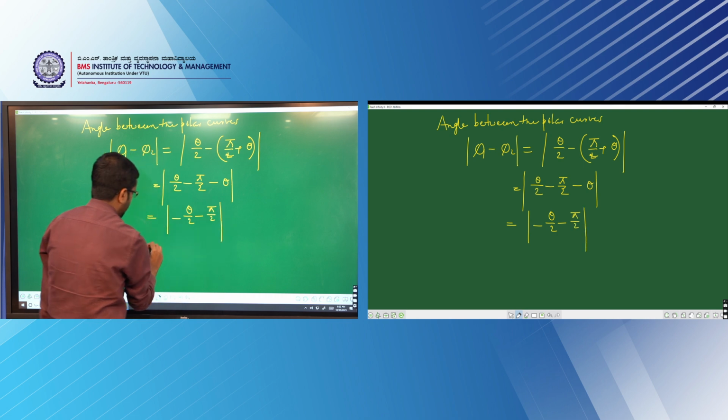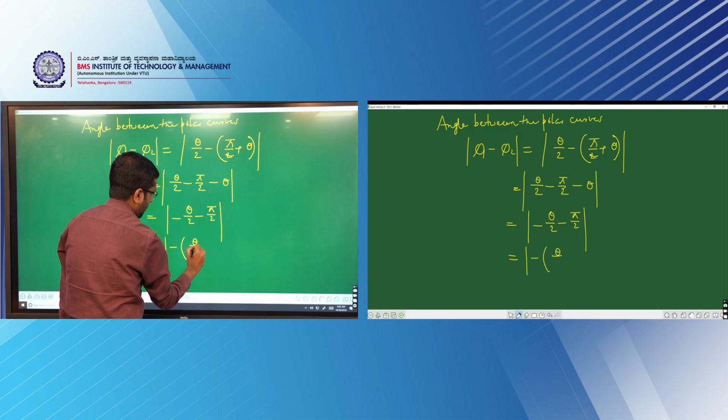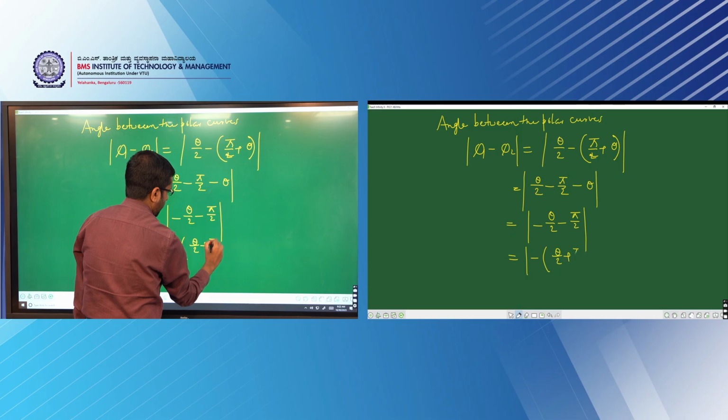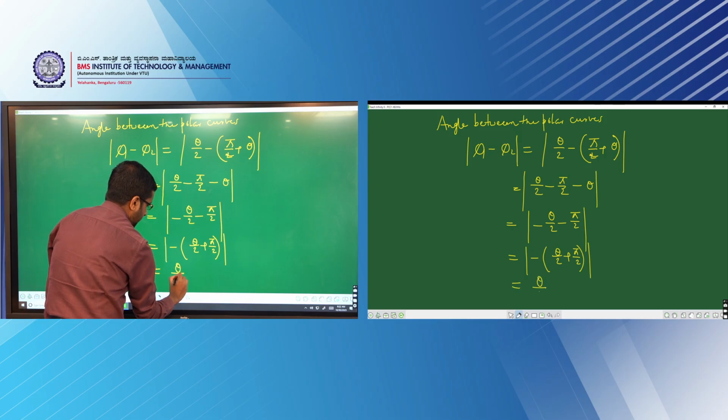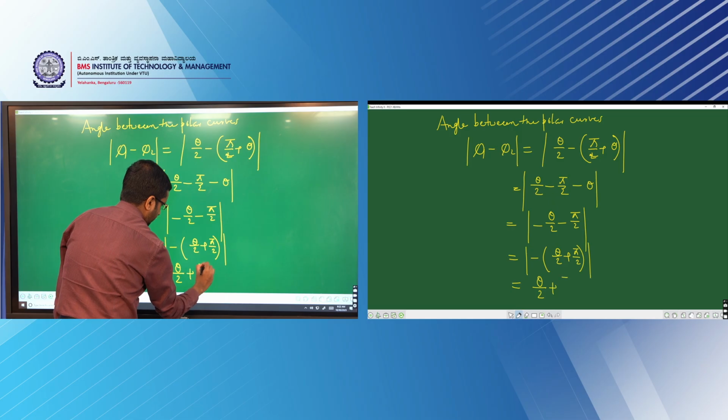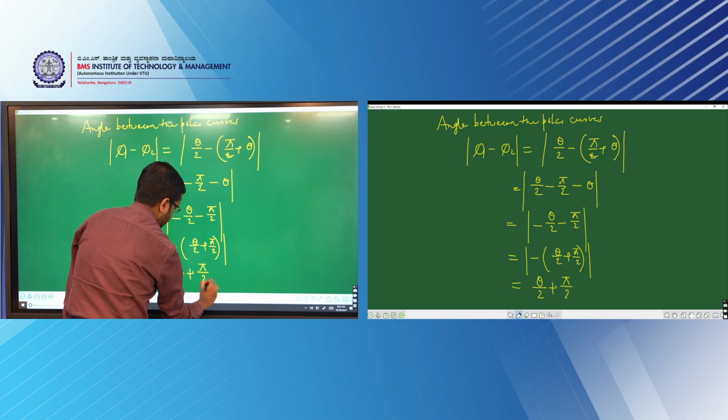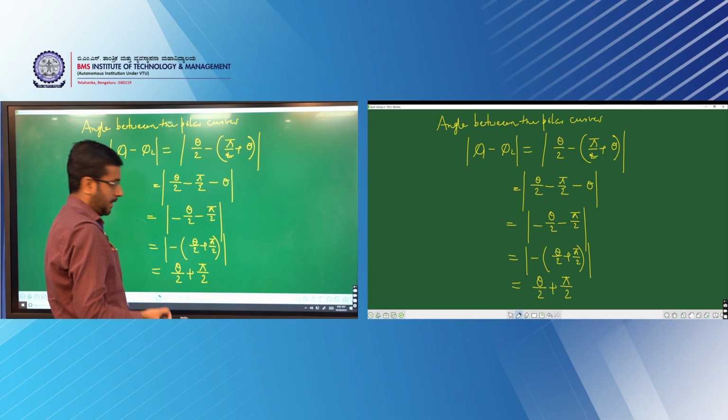So now how to remove the mod? Take the negative sign common. So this will be theta by 2 plus pi by 2, give bracket, then mod sign. Now if I want to remove the mod, what will come? It will come theta by 2 plus pi by 2. So this will be your answer for this, theta by 2 plus pi by 2.